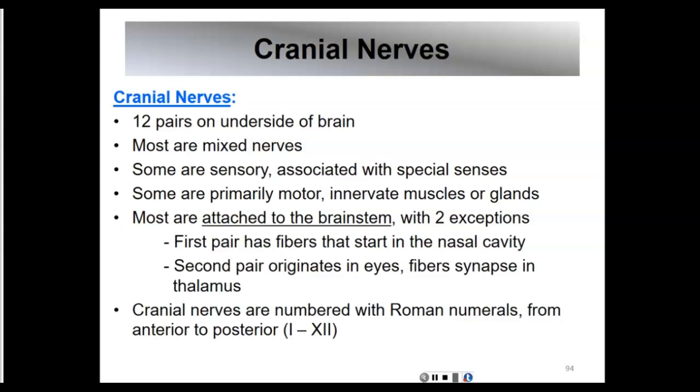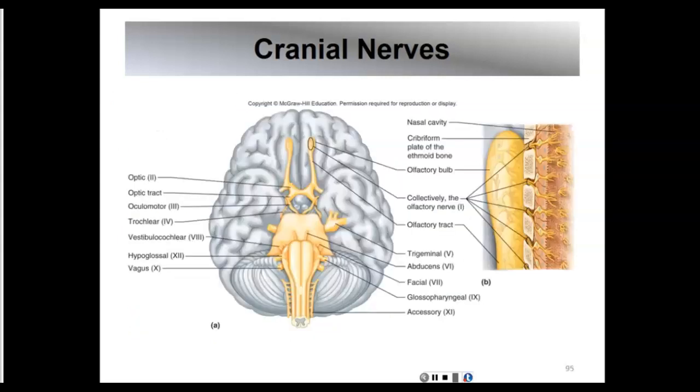So they're numbered with Roman numerals. If you have never used Roman numerals before, guess what? You get to learn them now because you will always see Roman numerals when we're talking about cranial nerves. I have never seen them not referenced that way. So here is a picture of our cranial nerves, and they're obviously cut so that you can just see the original sections of them.